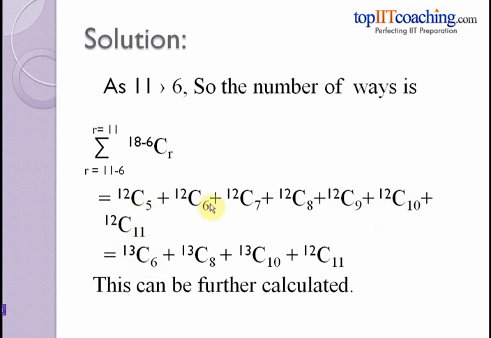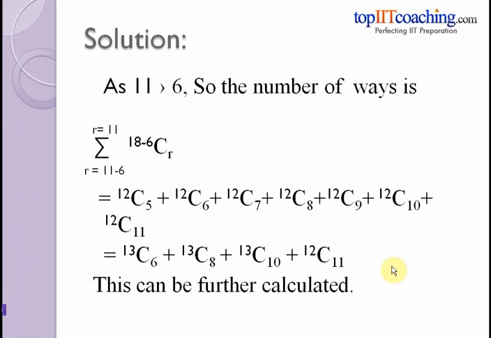Now 12C5 plus 12C6 is equal to 13C6. 12C7 plus 12C8 is equal to 13C8, and similarly 12C9 plus 12C10 is equal to 13C10, plus this term 12C11. Now this can be further calculated. You can further solve it and find the exact value.